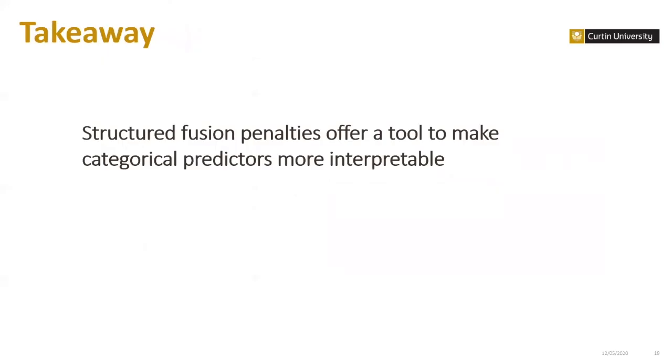And I guess the main takeaway that I'm hoping you have from this presentation is that structured fusion penalties offer a tool to make categorical predictors more interpretable. So yes, I've applied it to stillbirth prediction here, but in reality it's applicable to any circumstance where you're trying to build a model involving lots of categorical predictors, and you want to be able to make some meaningful interpretations that drive action out of that.